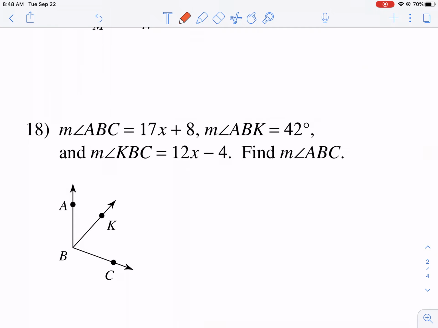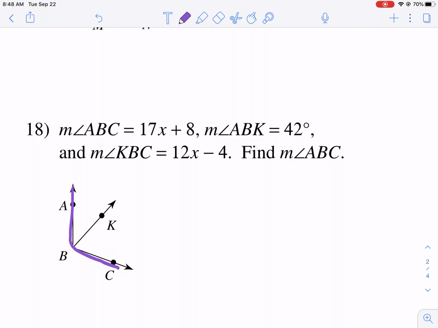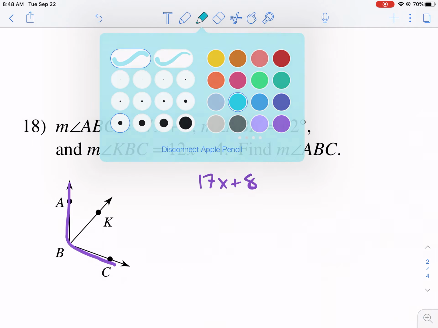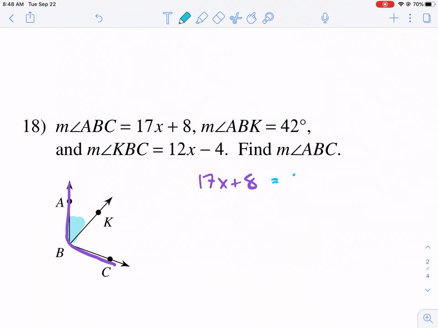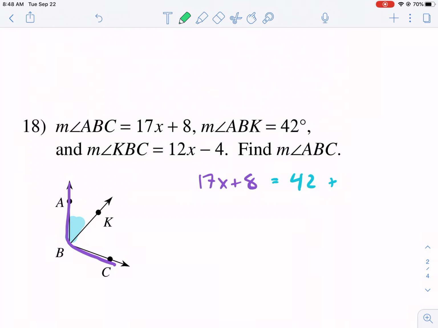So ABC equals 17x plus 8. This time I'm skipping right ahead. And then we have ABK. ABK we know is 42. So we can say equals 42 and then plus KBC, which is 12x minus 4.